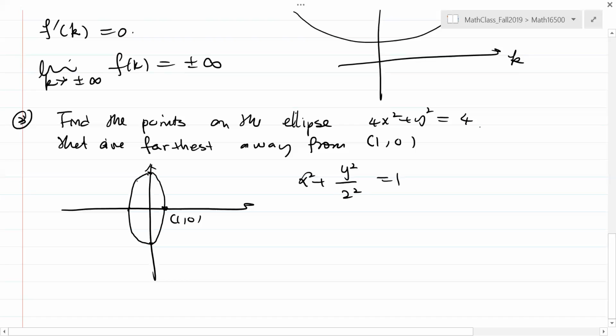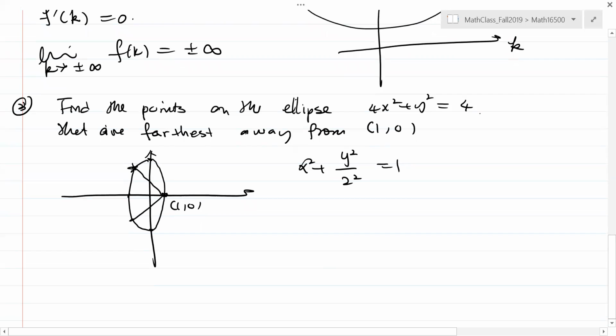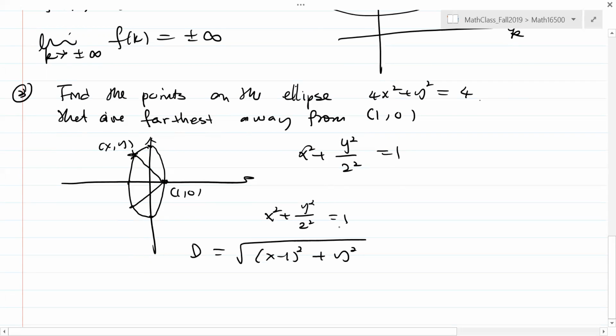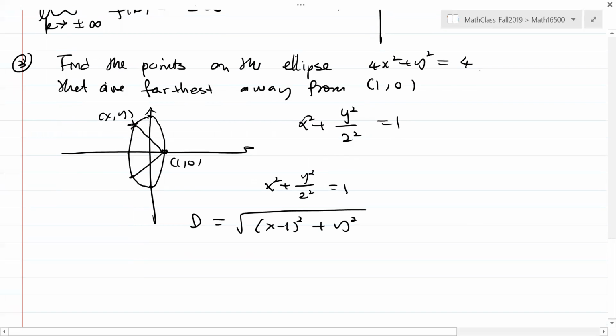We are looking for 2 special points, such that the length of this segment has the largest possible value, and that's the distance, right? So we're looking for the points on the ellipse that are farthest away from the given point, right? So the idea is simple. Here's coordinate x and y. First of all, we know that x squared plus y squared over 2 squared equals 1. Then the distance function d is going to be the square root of (x minus 1) squared plus y squared. So that is the distance d, okay?